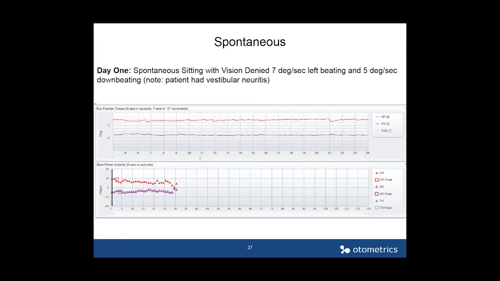And this is day one. For the spontaneous sitting, with vision denied, the patient had 7 degrees left beating for the horizontal trace, which is the red trace up here, and 5 degrees down beating for the vertical trace. You can see these are the traces here, and then here is your slow phase velocity graph for the horizontal trace, and the purple is the vertical trace.